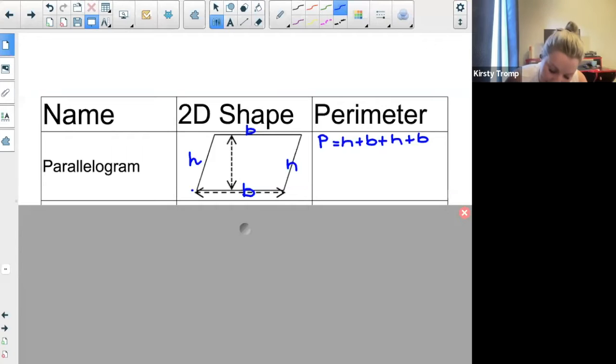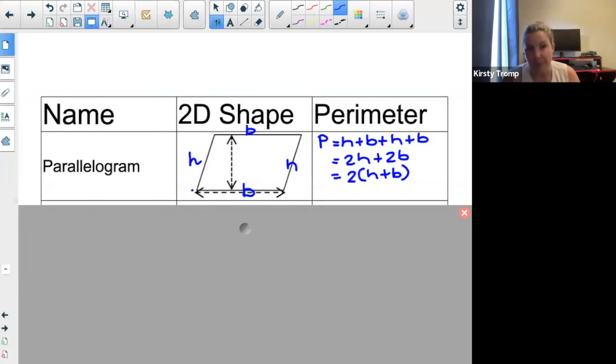You will still get your marks if you write it that way. Another way to write it is you can say 2 heights plus 2 bases. So that's another way to write it. And the final way that you can write it is you can take out a common factor and say 2 times (heights plus bases). All right, so there is your formula for a parallelogram.